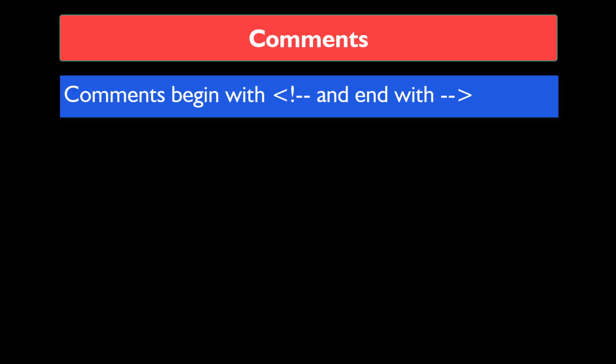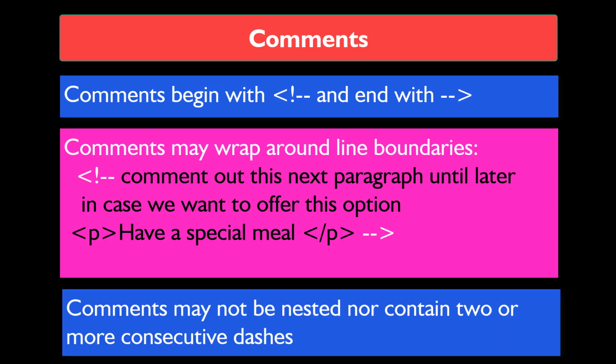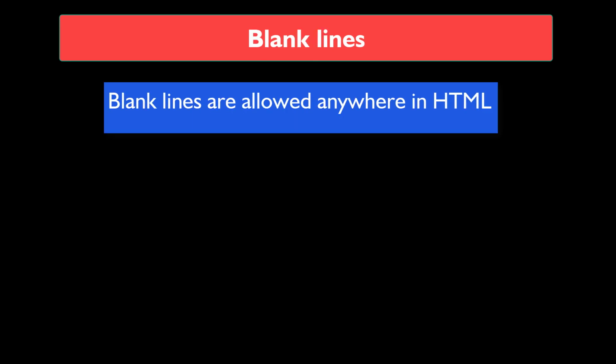You may want to have comments in your HTML. Comments begin with less than, exclamation point, dash dash, and end with dash dash greater than. Comments may wrap around line boundaries, as in this example here. In this case, we have a paragraph commented out until we need it. Comments may not be nested nor contain 2 or more consecutive dashes. Blank lines are allowed anywhere in HTML.